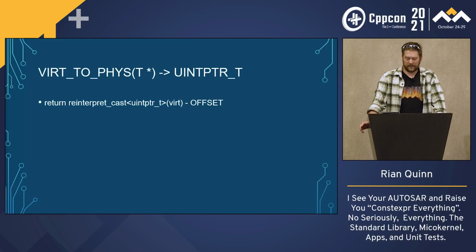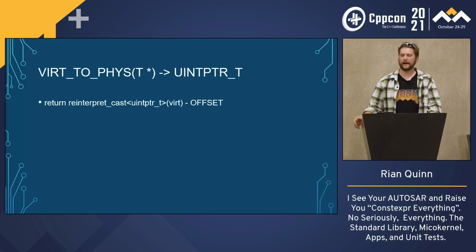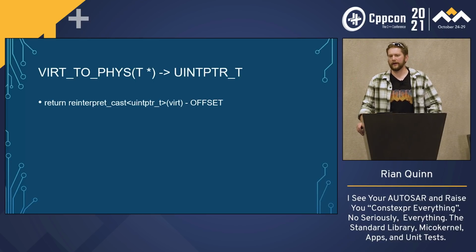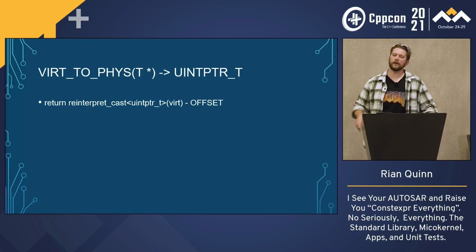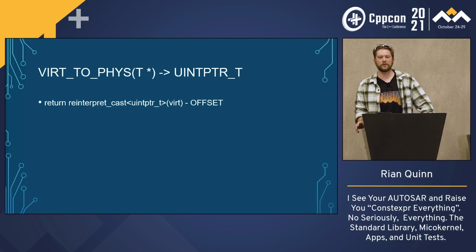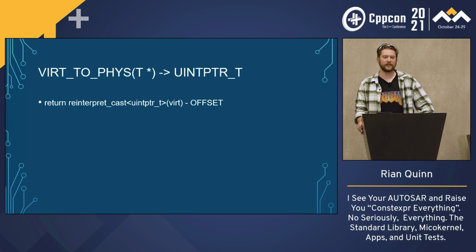All right, so vert to fizz. Really simple. Again, all we were saying is that I take in a virtual address and I want to give you some random integer value. So in this case, what we're going to do is turn our T star into an integer using a reinterpret cast, and I'm going to subtract some sort of offset.